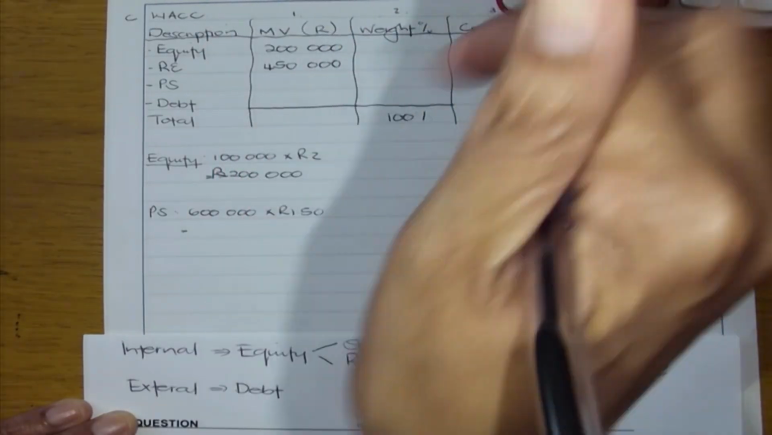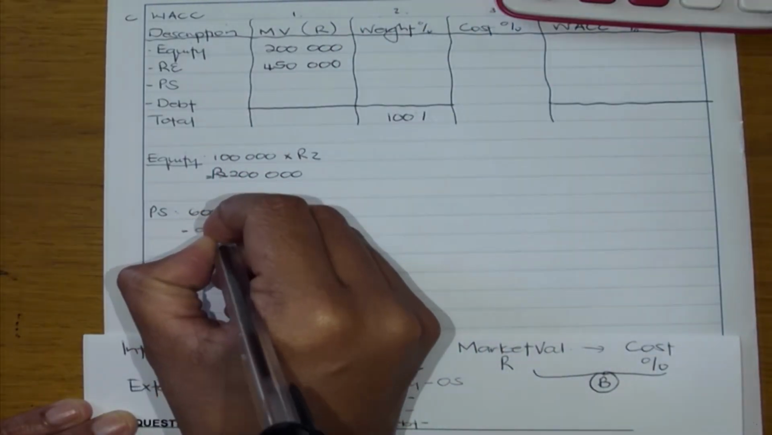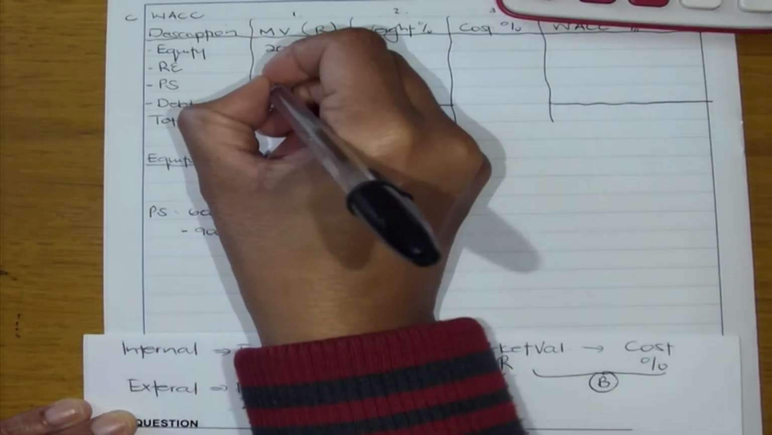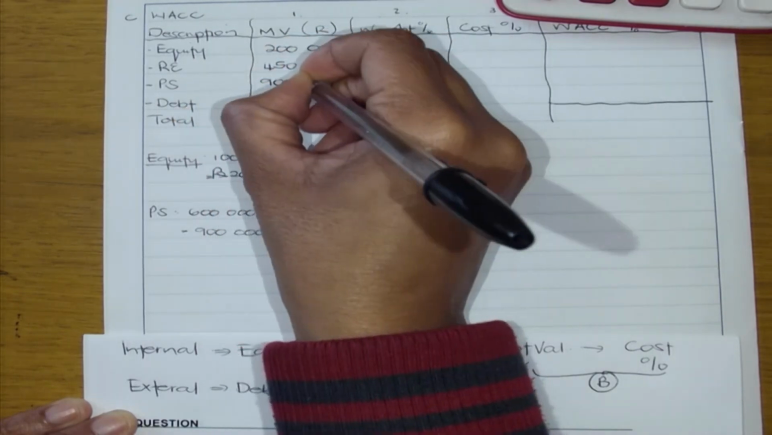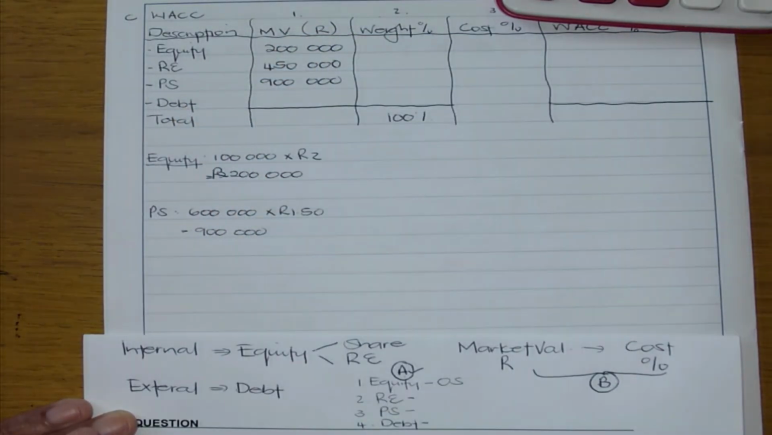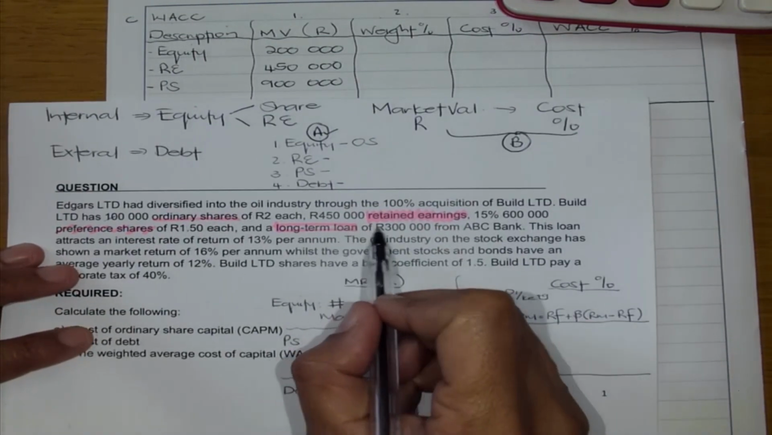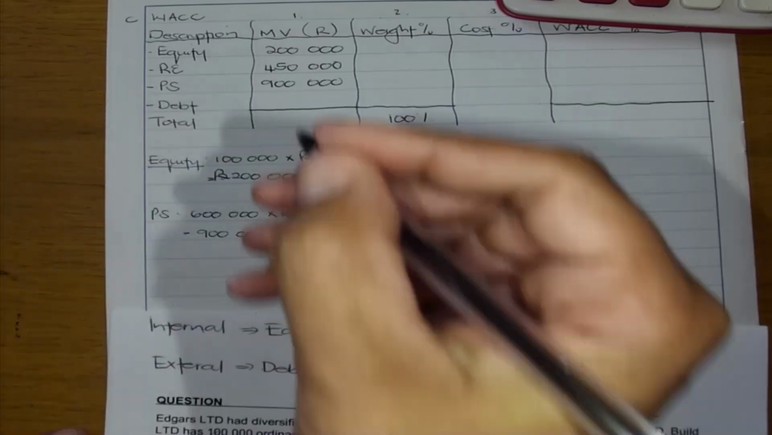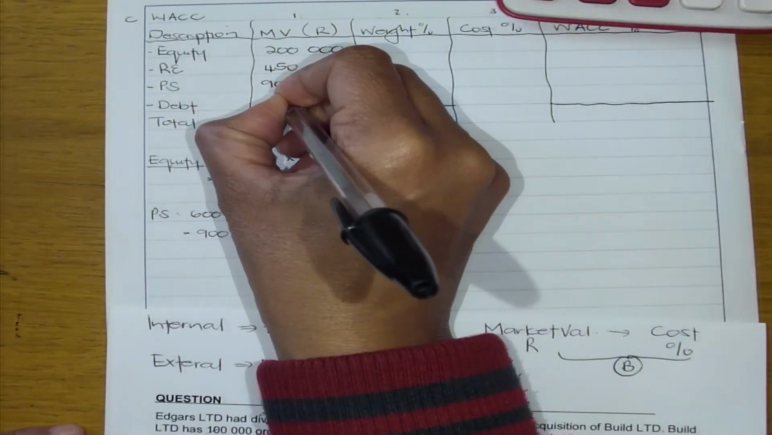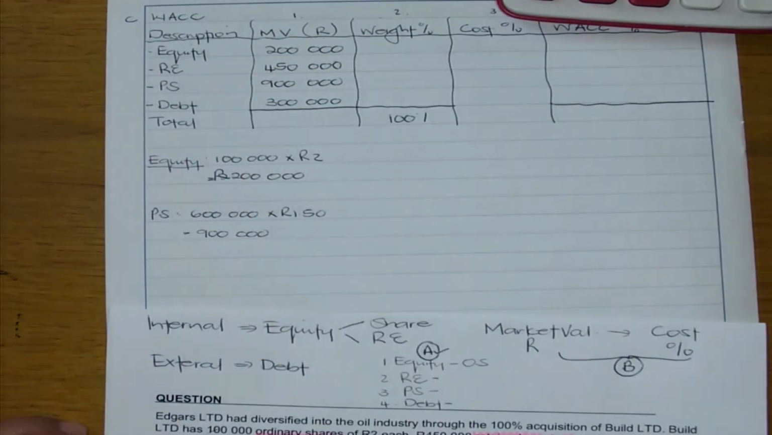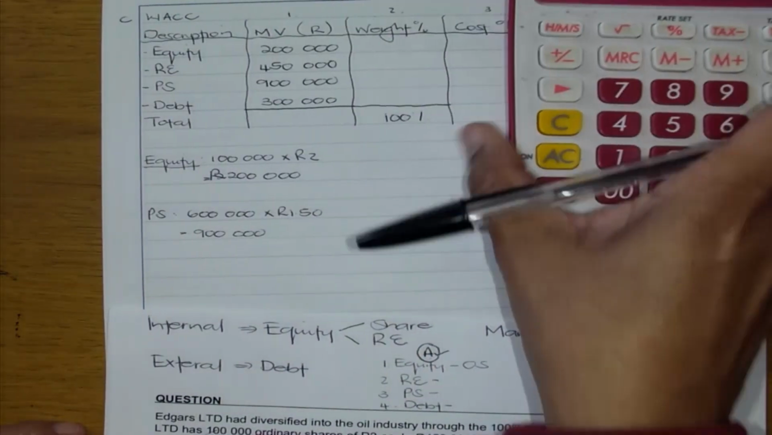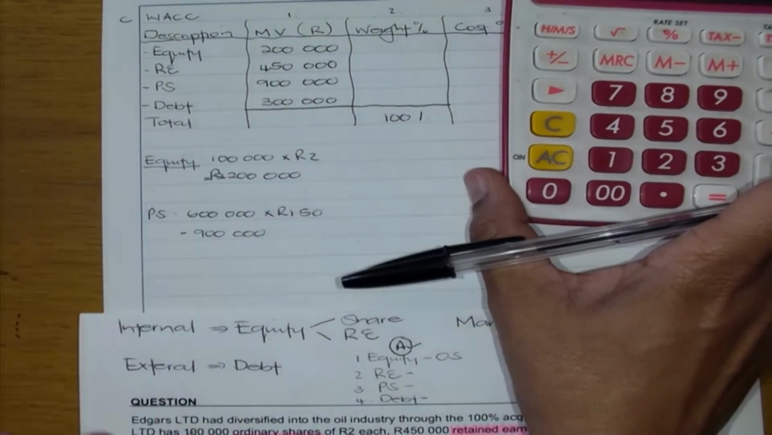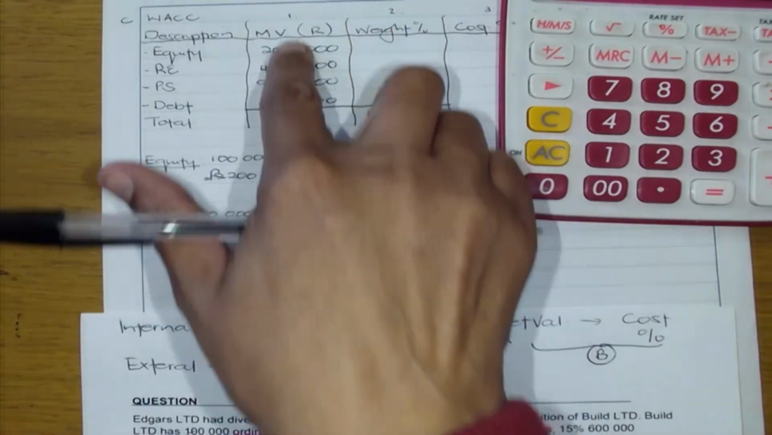Is 900. So yeah, we put in our 900. Okay, and then we have our long-term loan of 300,000, and there we put in our 300,000. Now, can you see? We are already done with our market rate.